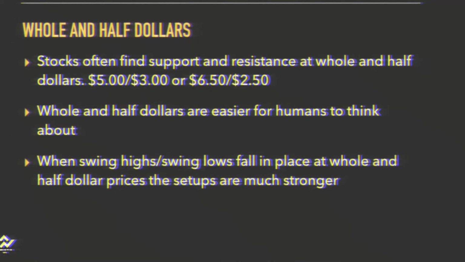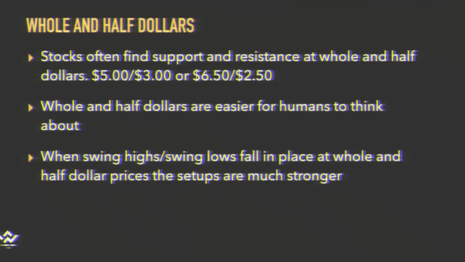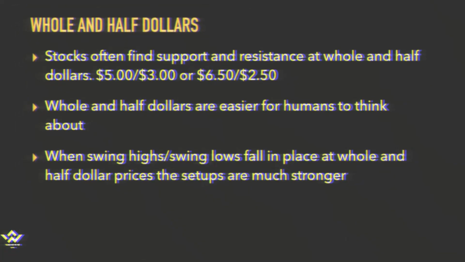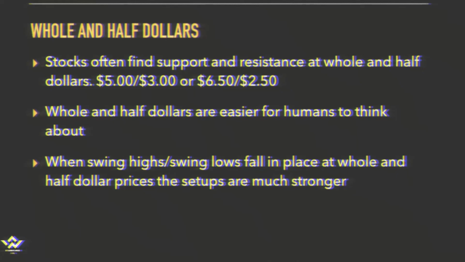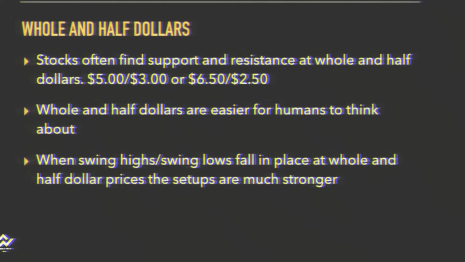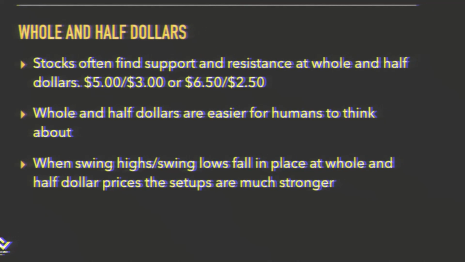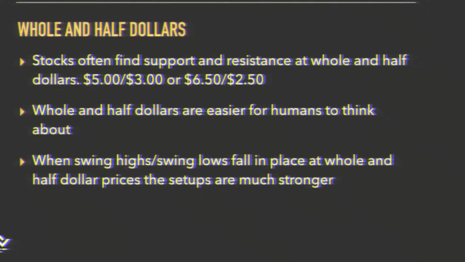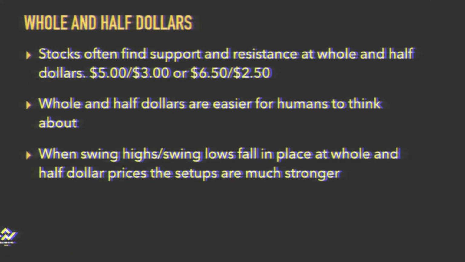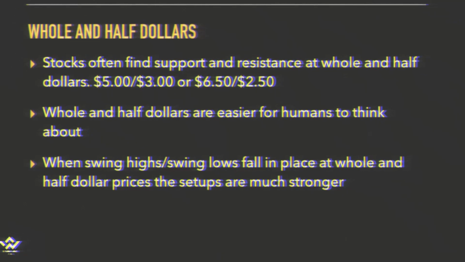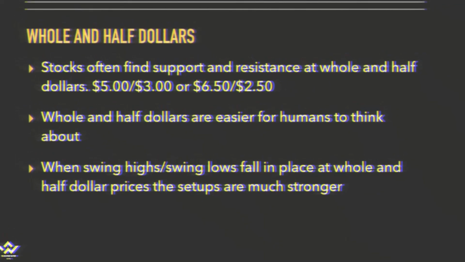Whole and half dollars can act as support and resistance because those numbers are easy for us to work with. Think $5, $3, or $6.50 and $2.50. It's easy to determine risk versus reward with numbers you can easily do in your head. Buying at $5 with a stop at $4.90 and a target of $5.50 is a little easier to think about instead of buying at $5.23 with a stop of $5.13 and a target of $5.73.